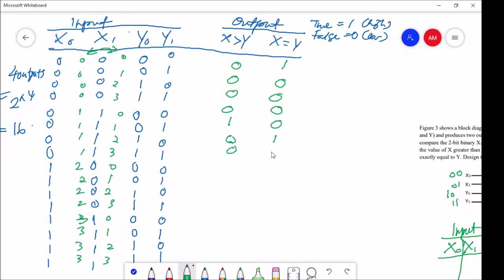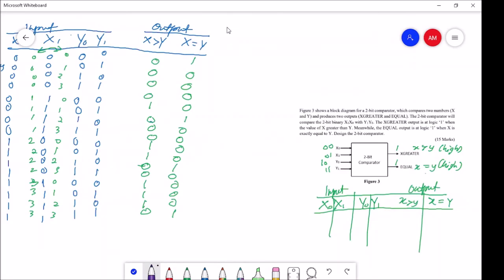0, 0. Is 1 greater than 0? Yes. Equal, no. 1, 1, 0. 1, 2, 0. 1, 3, 0. 2, 0. 2, 1. 1, 0. 2, 2. 1, 0. Okay, now we get the truth table values.